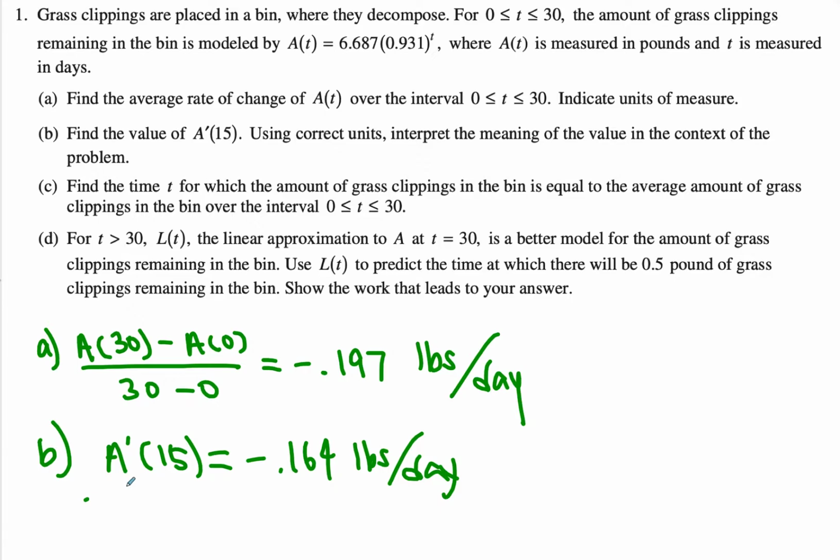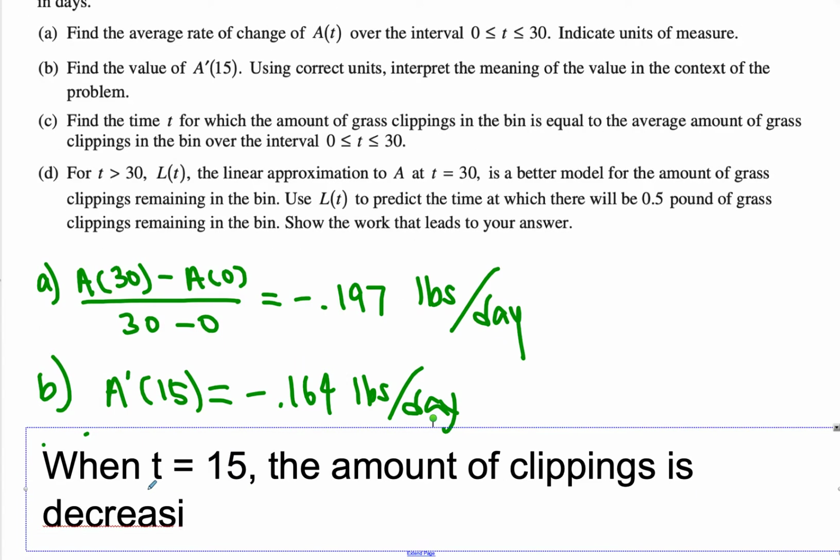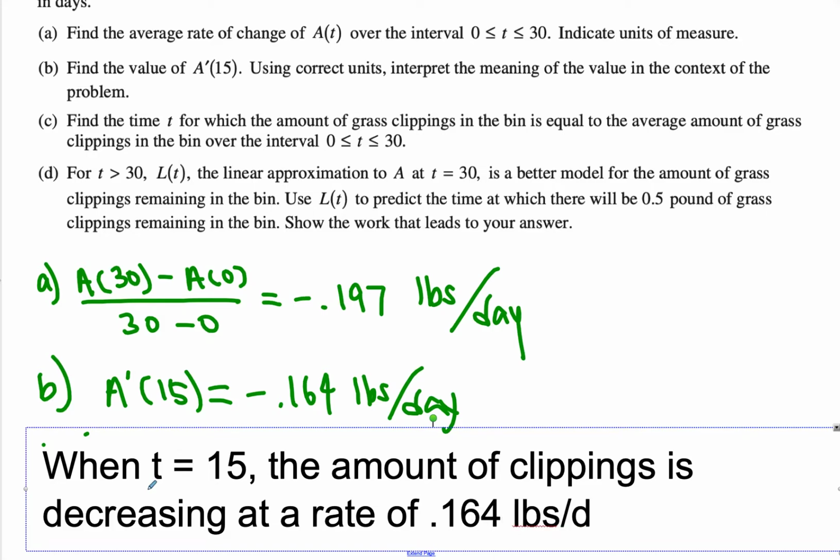And it's simply saying that when t equals 15, the amount of clippings is decreasing at a rate of 0.164 pounds per day. That's basically what we can write. Let's look at part C.